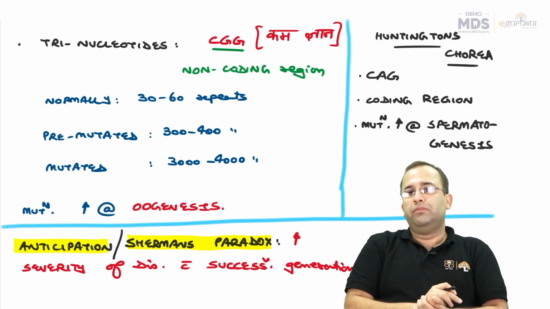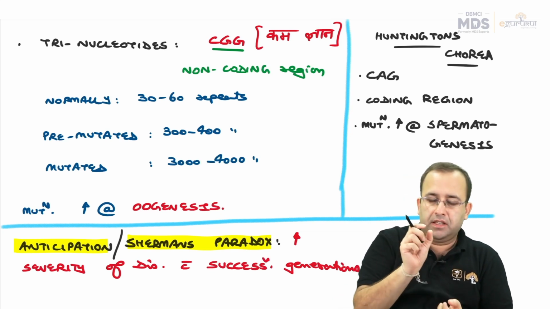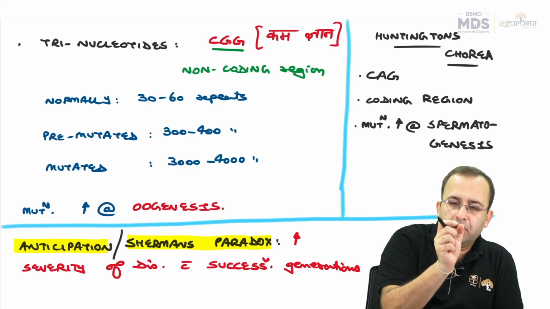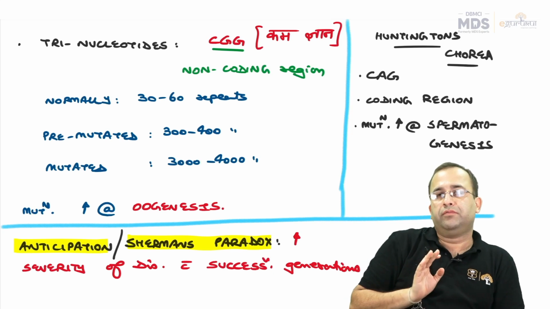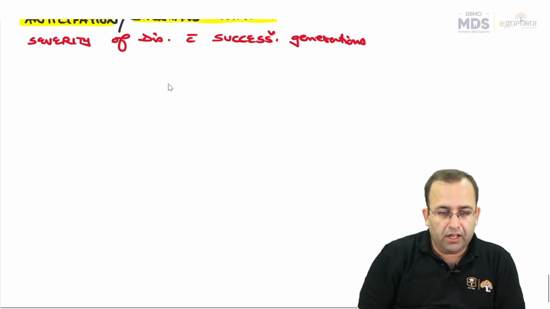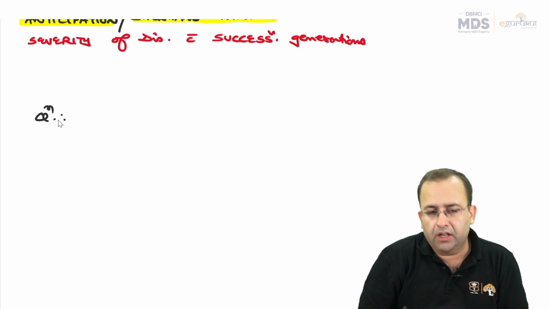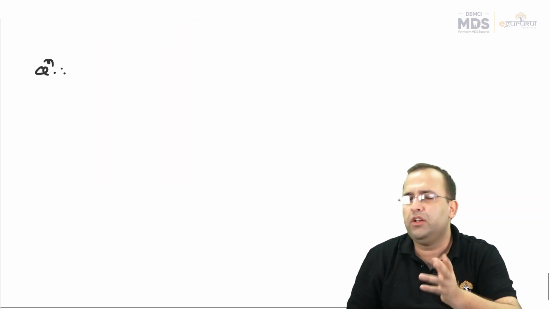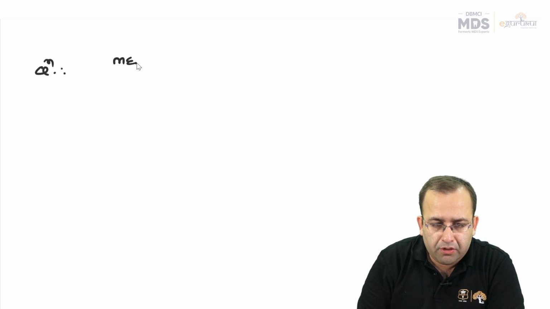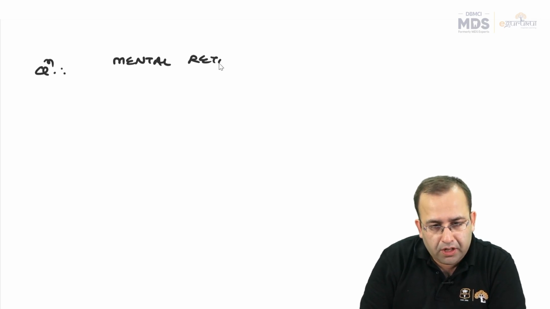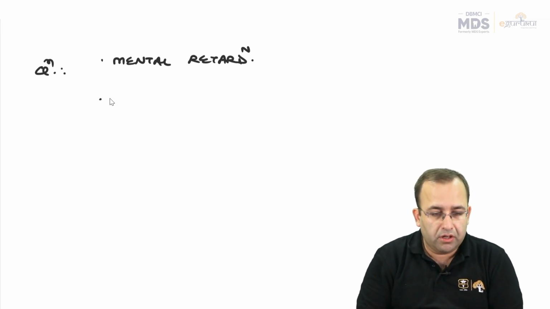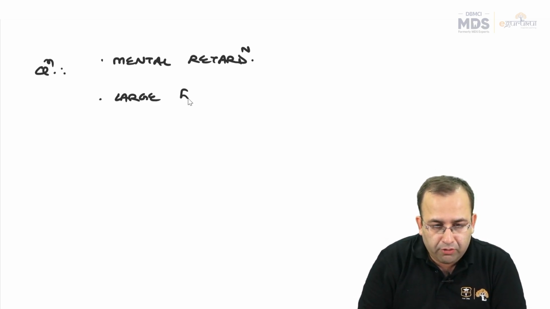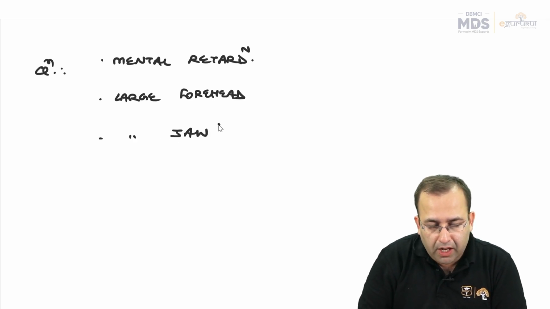This is Fragile X syndrome, a trinucleotide repeat disease. Which trinucleotides were getting repeated? CGG in Fragile X, CAG in Huntington's chorea. And lastly, clinical features associated with Fragile X syndrome. Very obvious. It was the second most common genetic cause of mental retardation, so it is associated with mental retardation, obviously. Next point in Fragile X, where everything is large: it is associated with large forehead, large jaw. What is large jaw called?